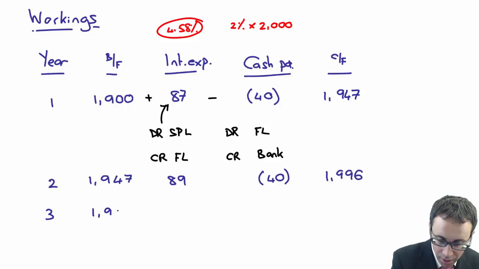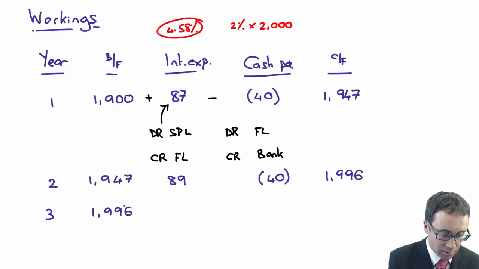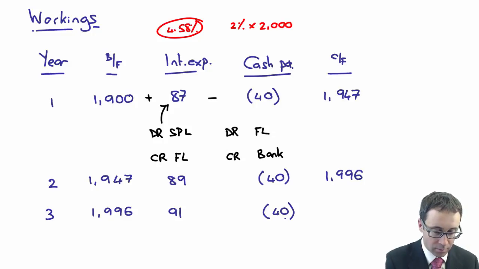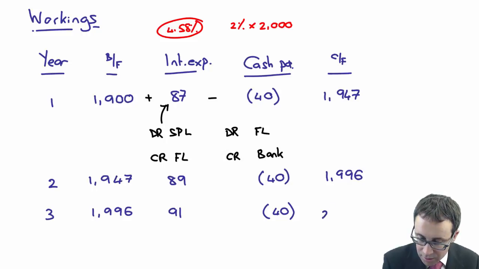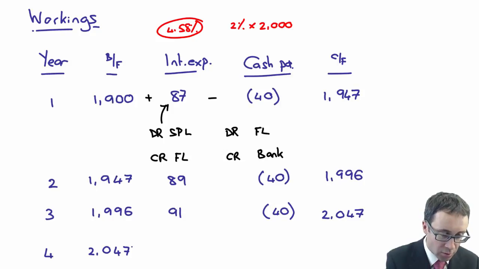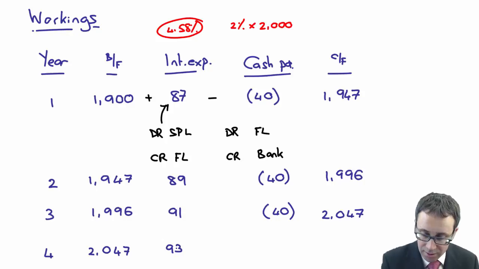Year three, 1996. 4.58% gives me 91. The cash paid is still 40. That gives me 2047. And then in year four, 2047 times 0.0458. We'll cheat and make that 93.